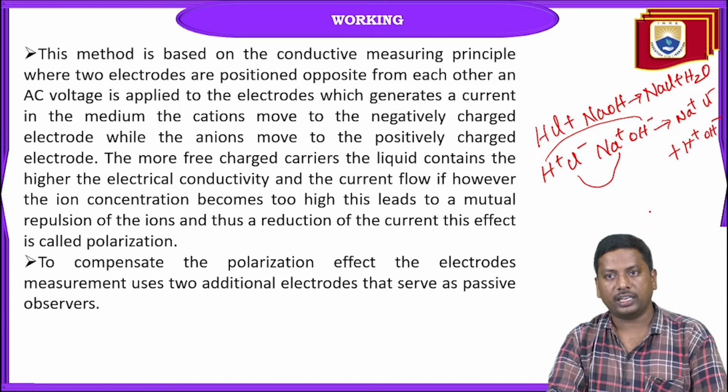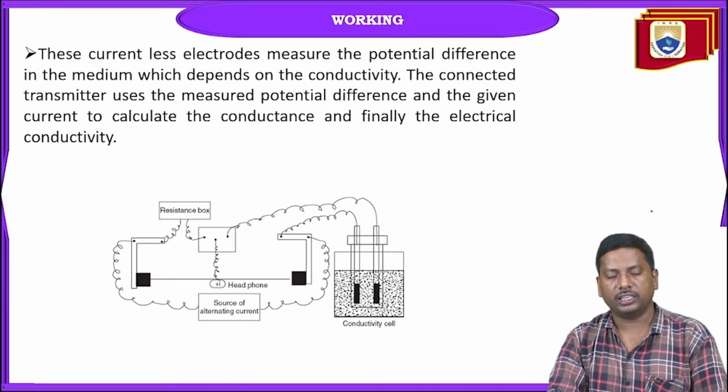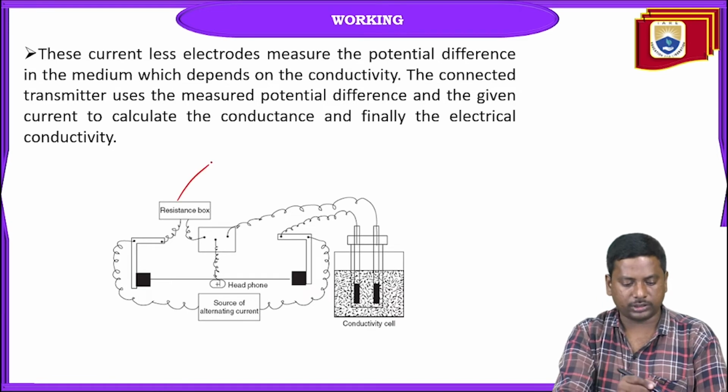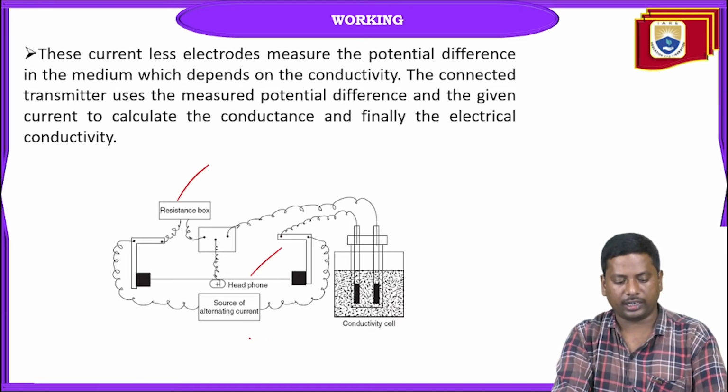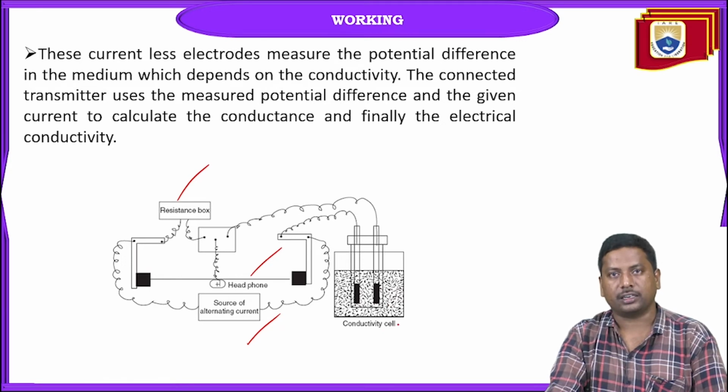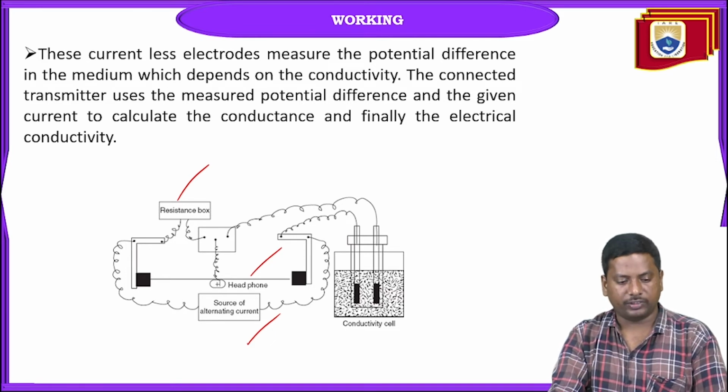To compensate for the polarization effect, the measurement uses two additional electrodes that serve as passive observers. This is the overall diagram. There is a resistance box, headphones and a source of alternating current, and there are two electrodes, one the anode and the second the cathode, and the overall cell is dipped in a conductivity cell. These currentless electrodes measure the potential difference in the medium, which depends upon the conductivity. The connected transmitter uses the measured potential difference and the given current to calculate the conductance and finally the electrical conductivity. This is very important.